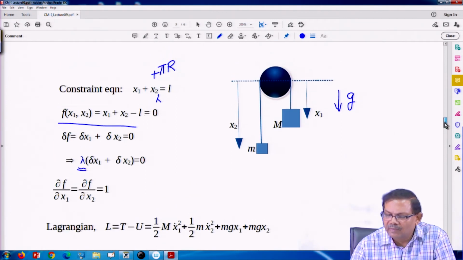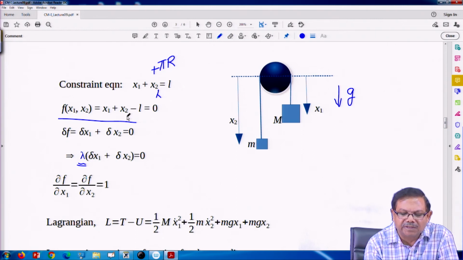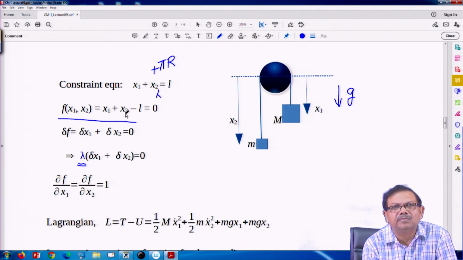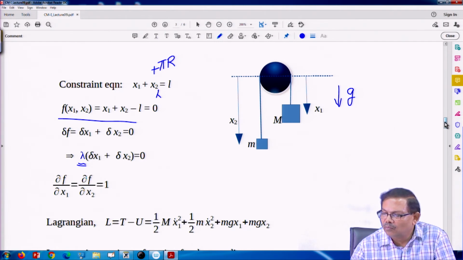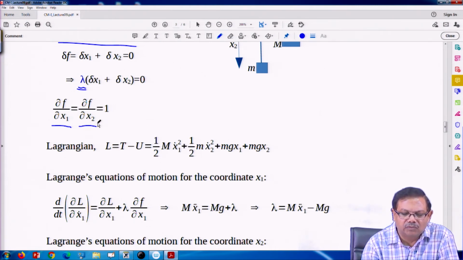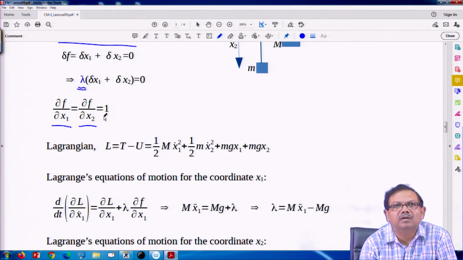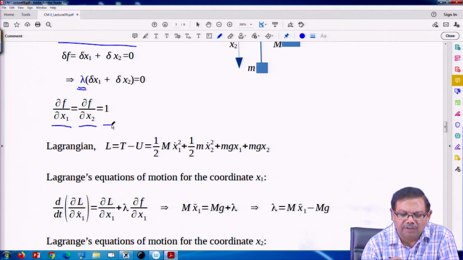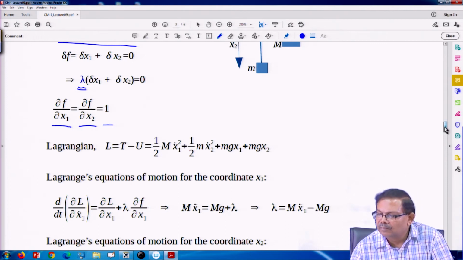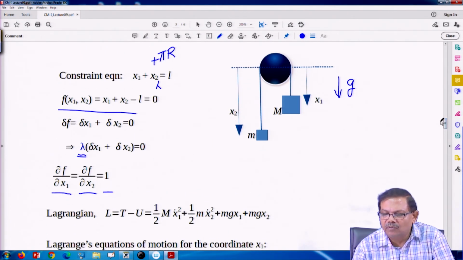So, in this case my function is x 1 plus x 2 minus L equal to 0. If I take the derivative with respect to x 1 I get 1, similarly if I take the derivative with respect to x 2 I get 1. So, dou f dou x 1 and dou f dou x 2 are both equal to unity. Now, for the Lagrangian of the system, I have to write the kinetic energy for both.